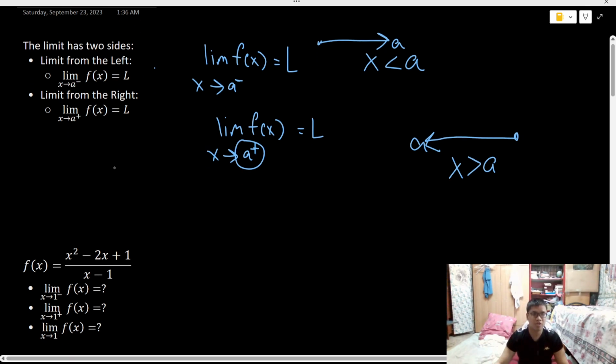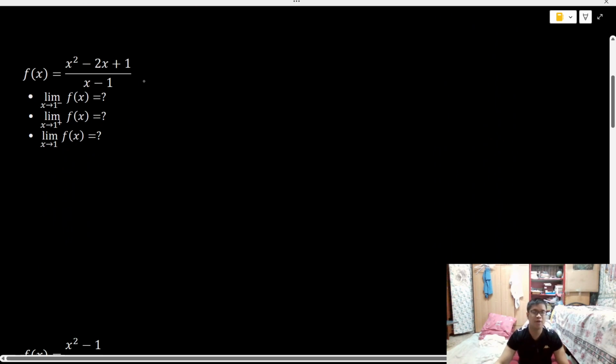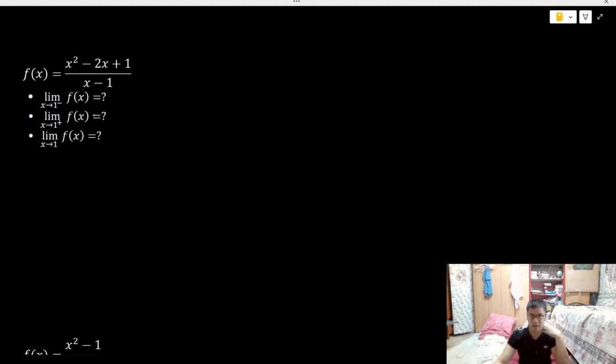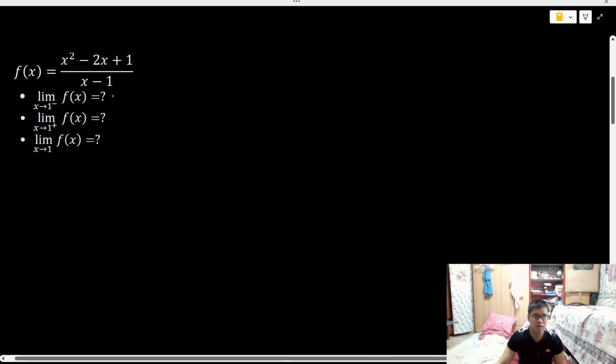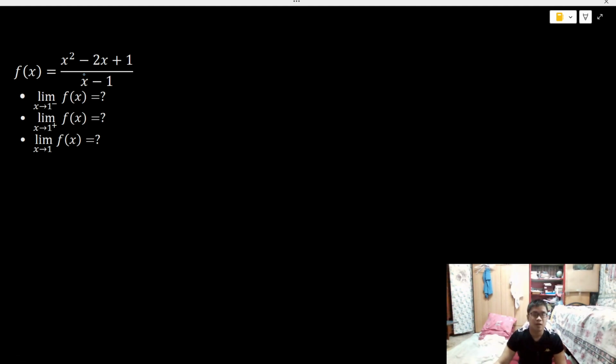So let's try to apply it here. Let me just zoom in. All right, there we go. You have a function f that is x squared minus 2x plus 1 all over x minus 1. Let's find the limit of function f of x as x approaches 1, and it has a negative sign here. So it's the limit from the left. It's the left-hand side basically.